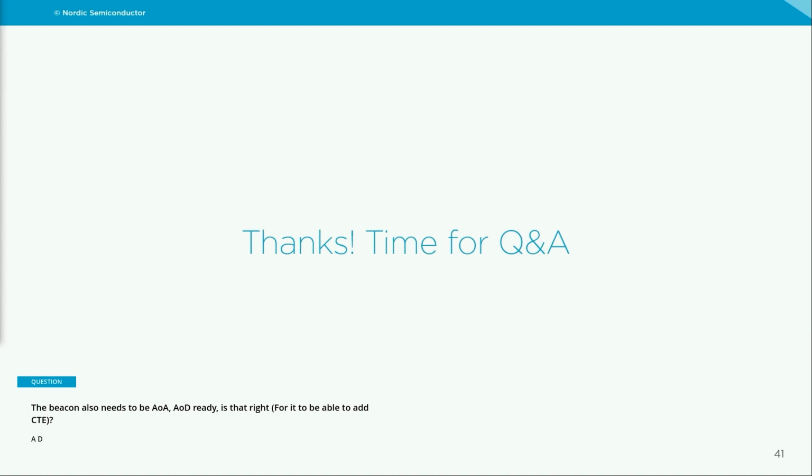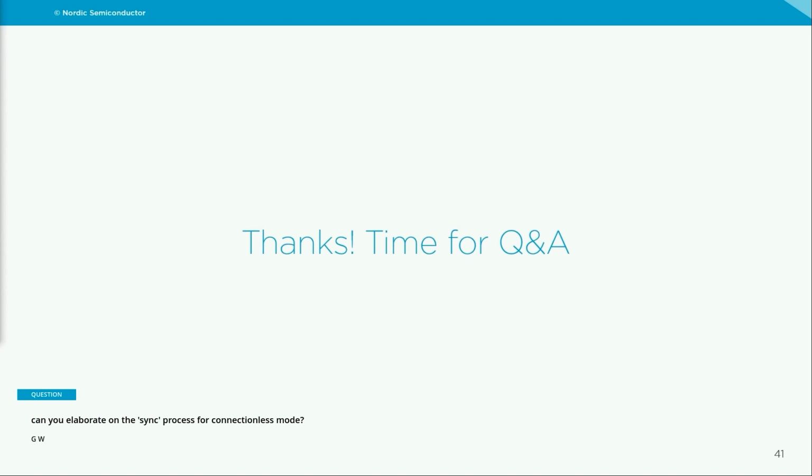If you want to do AoA, AoD, then the beacon will also need to support this, and have in mind that for AoA, that's quite simple. You just need to support the CTE. So if you have a 52811 beacon, you can upgrade the code to use AoA. For AoD, you also need to have the antenna array. So that one is a bit more tricky.